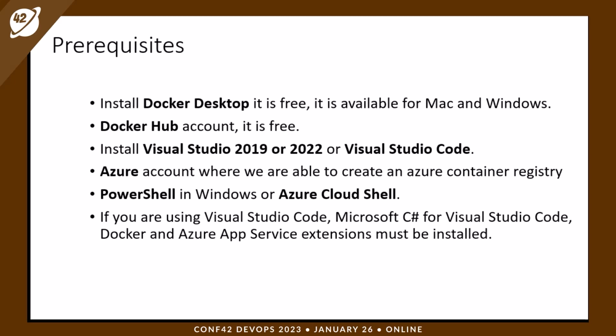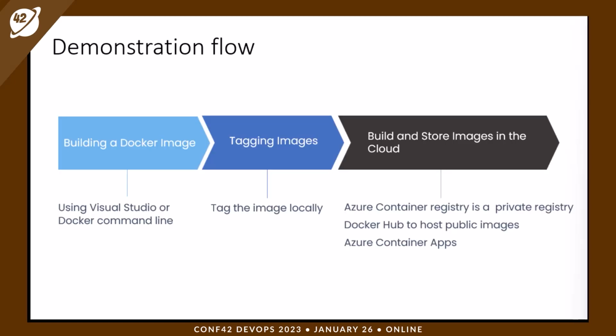As soon as our environment is ready, we will start with the first step, which is the creation of a Docker image of a web application that we will create from an existing Visual Studio template. This is the demonstration flow. We will start by creating and building a Docker image. We will see two methods, the first one using Visual Studio and the second using the Docker command line. After, we will tag and push the image locally, and in the end, we will build and store images using Azure Container Registry, Docker App, and we will start discovering Azure Container Apps.